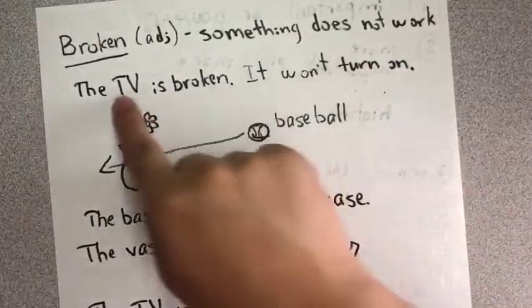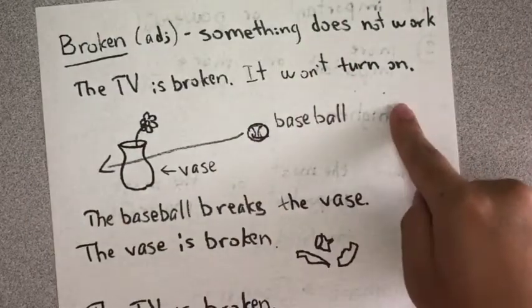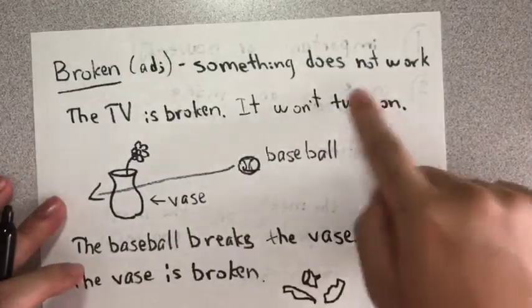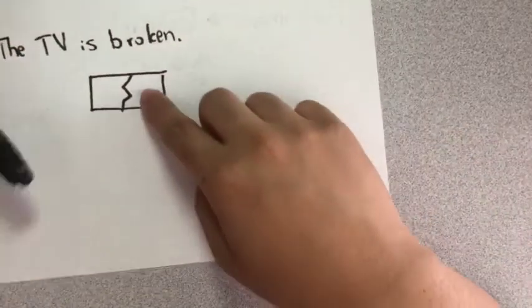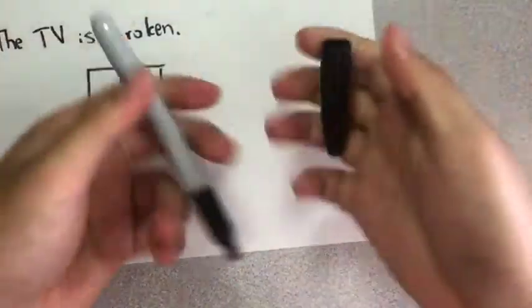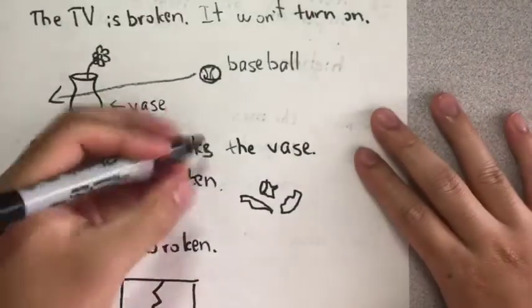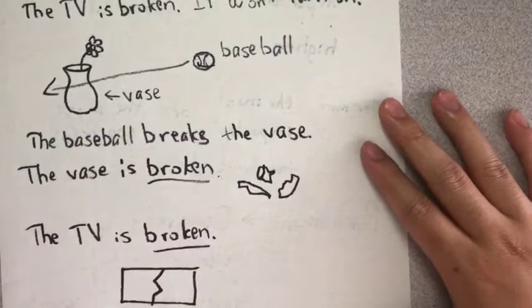In this example, the TV is broken because it won't turn on. There's just a small problem. It's just not working. So these are the two ways we can use the word broken.